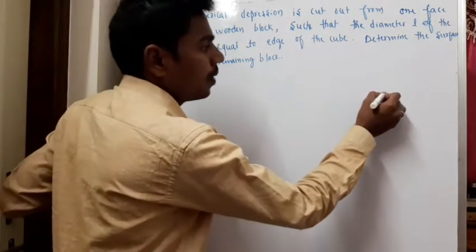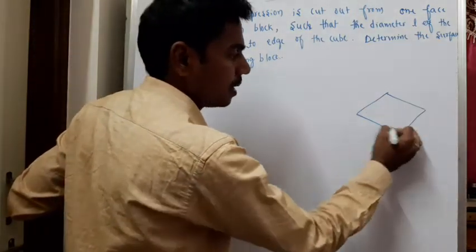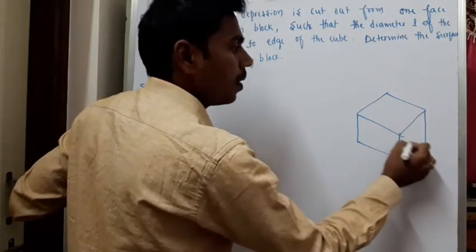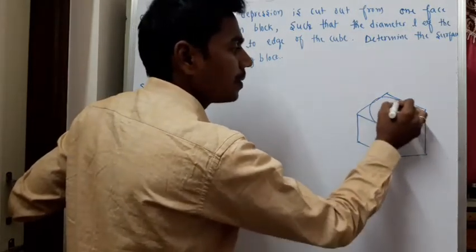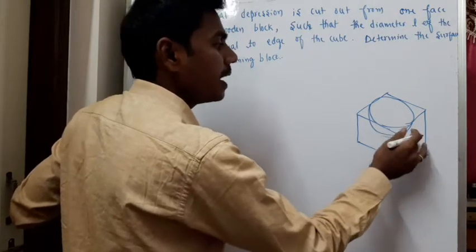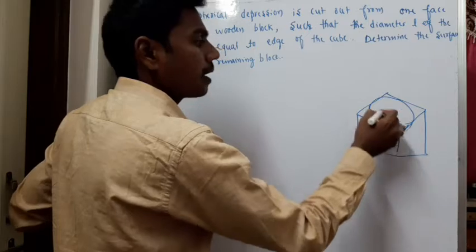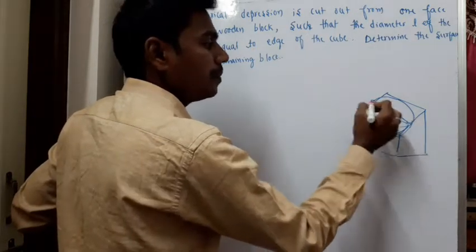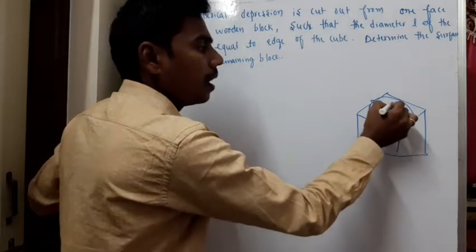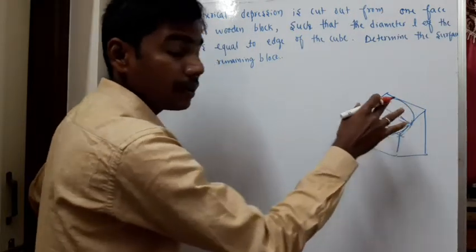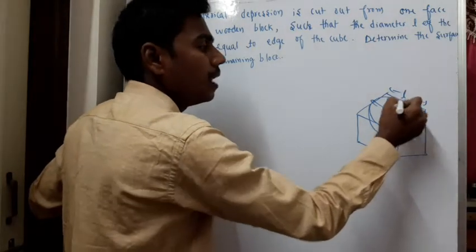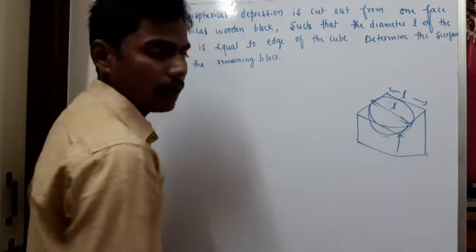Okay, there is a wooden block and it is cubical in shape. They are cutting a hemispherical depression such that the diameter of the hemisphere is equal to the length of the wooden block, that is L. So the diameter is equal to L.